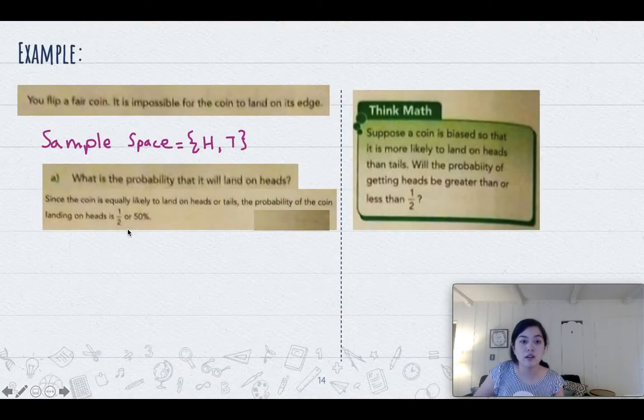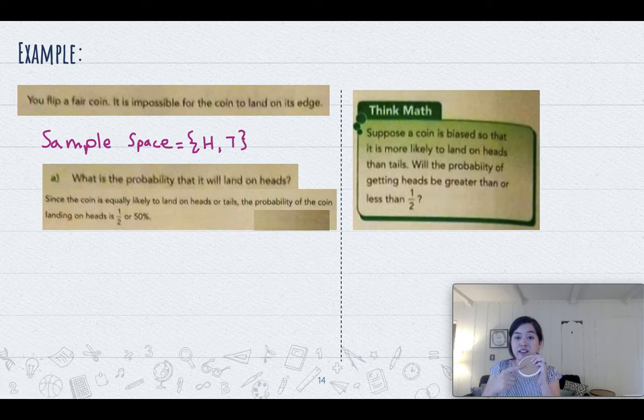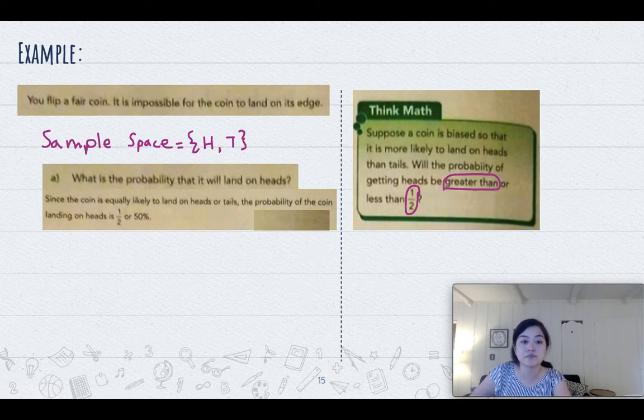Let's think about this scenario. Let's say that a coin is biased so that it is more likely to land on heads than on tails. Would the probability of getting heads be greater than or less than 1/2? Which one means it's more likely? It has to be greater than 1/2, right? That means it's more likely for it to land on heads if it is a biased coin that lands on heads more than tails.